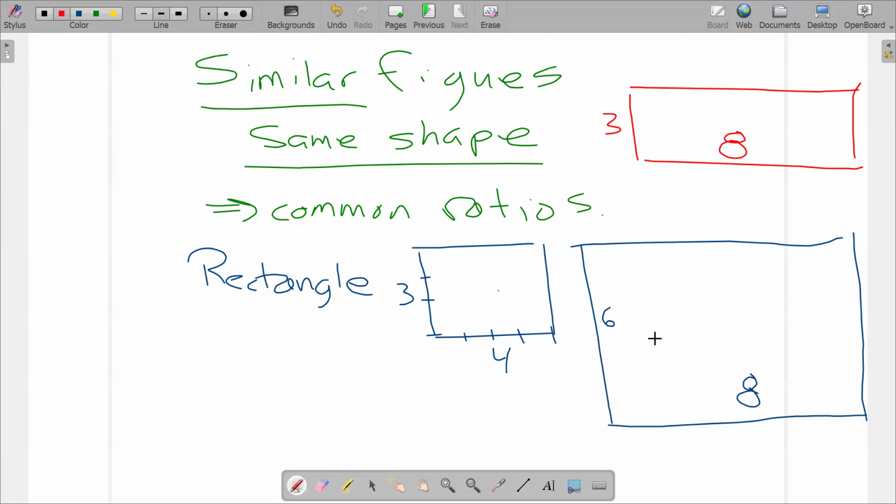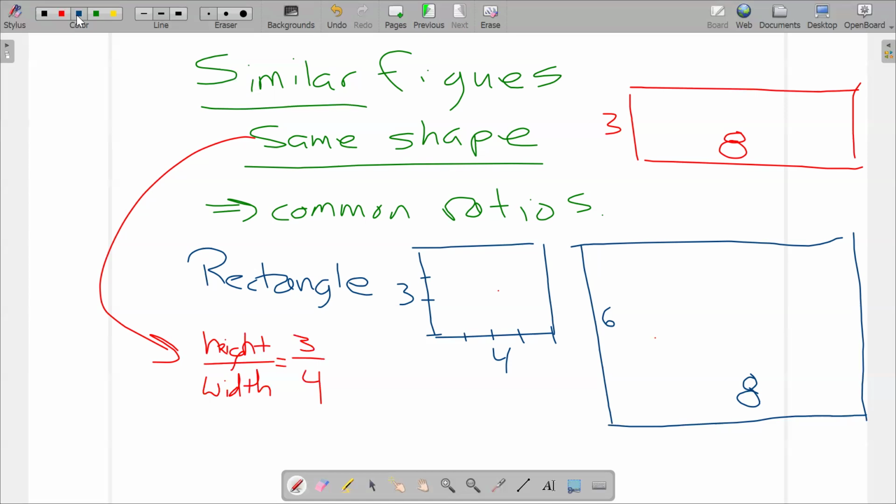These two rectangles are similar, they have the same shape, and the way we justify that mathematically is if we look at something like the ratio of the height to the width. So if we take the height and divide by the width, for the first one, the height was 3 and the width was 4. The second one, my height was 6 and my width was 8. And two figures are similar if those two ratios are equal. When we set two ratios equal like that, that's called a proportion.